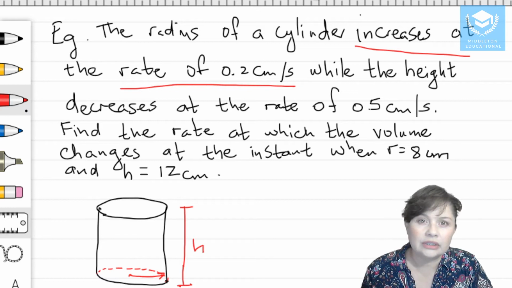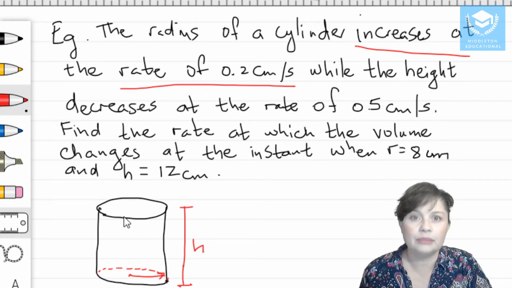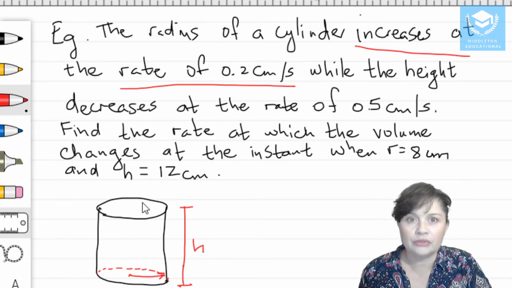Now, if you think about it, if you had this shape in a piece of clay and you pushed your hand down on the top of that piece of clay, you can imagine the radius of that piece of clay becoming fatter and the height of that clay becoming shorter. You want to know what is the rate of change of the volume at the instant where the radius is 8 and your height is 12.